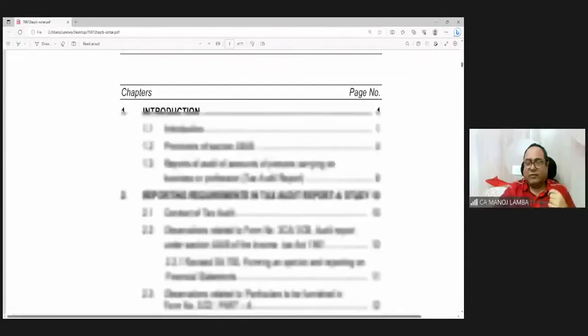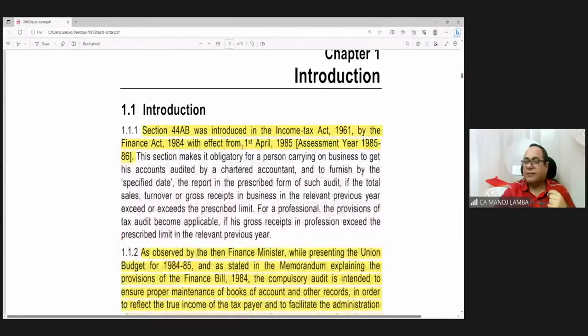This concept of tax audit has been introduced in income tax law. Section 44AB was introduced in the Income Tax Act 1961 by the Finance Act 1984 with effect from 1st April 1985, effective from assessment year 1985-86. At that time, in 1984, while presenting the Finance Bill, our honorable past President of India, then Finance Minister Mr. Pranab Mukherjee ji, introduced this new section to the law of income tax. And that section 44AB became the bread and butter of our members, particularly in the smaller cities, that is, tier 2 or tier 3 cities.